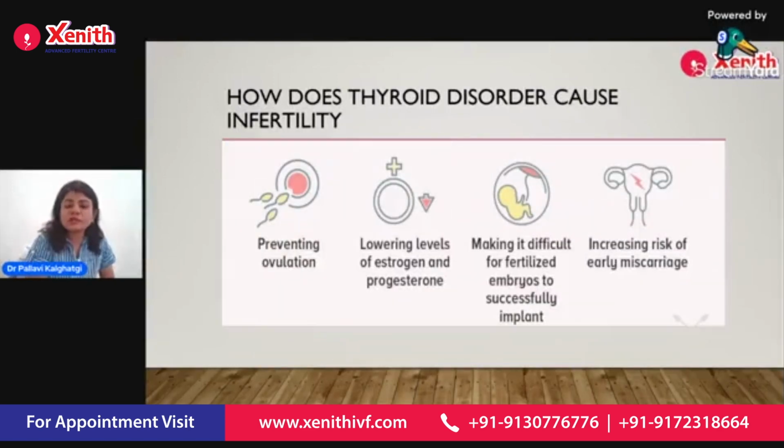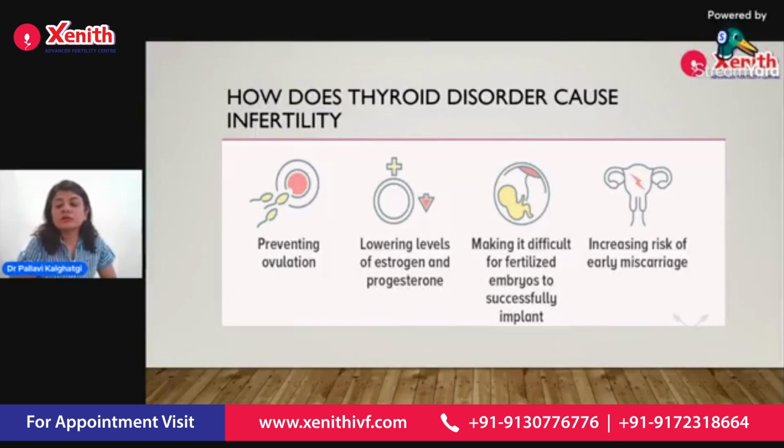So same thing, it prevents ovulation. That's how it leads to infertility. It lowers the estrogen and progesterone hormones. Thyroid disorders, very important, mean that even if fertilization does occur, the fertilized embryo does not successfully implant, and that is again a very important thing. And the fourth important thing is, even after you have conceived, it can cause high risk of early miscarriages in the first trimester.